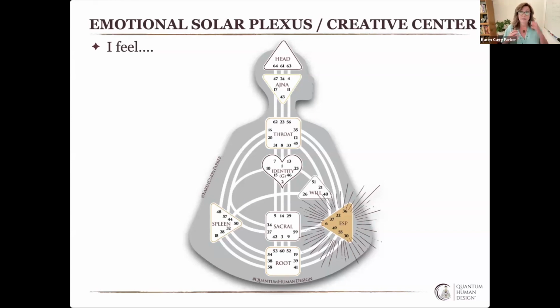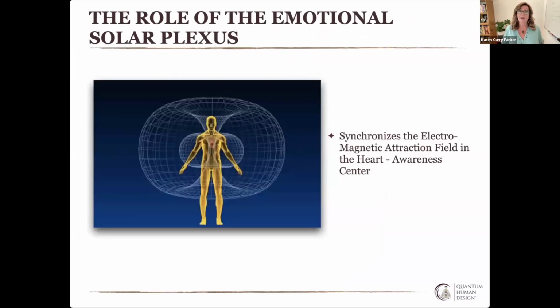If we want to use the creative center in the way in which it was intended, we have to start by shifting our vocabulary slightly. I want to encourage you as we start this program to really pay attention to how you are talking about your feelings. Are you using them as part of your identity, or are you generating them as part of an emotional frequency of energy? Again, quick review: the role of the emotional solar plexus is to synchronize the electromagnetic resonance field in the heart, which is an awareness center, to use those emotional frequencies deliberately and consciously, even if you're emotionally defined, to call in what you seek to create.